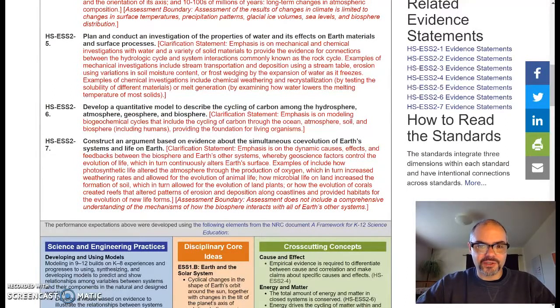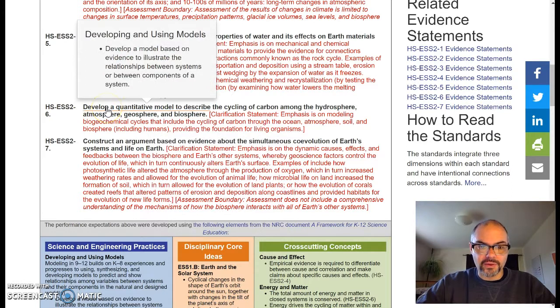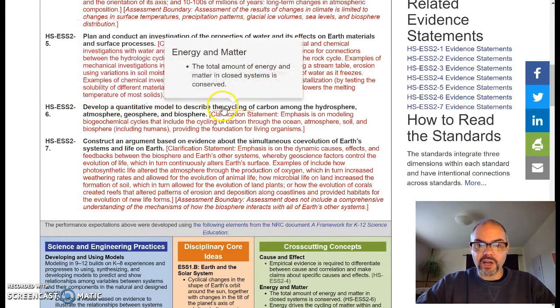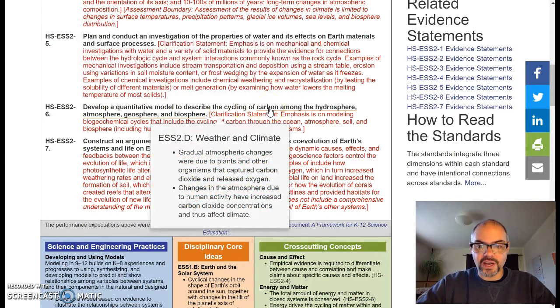I was a science teacher for 20 years, so the standard I selected for this assignment is an NGSS standard. It's one of the Earth and Space Science standards, ESS 2-6: Develop a quantitative model to describe the cycling of carbon among the hydrosphere, atmosphere, geosphere, and biosphere.